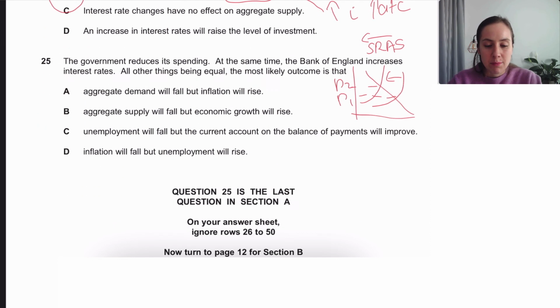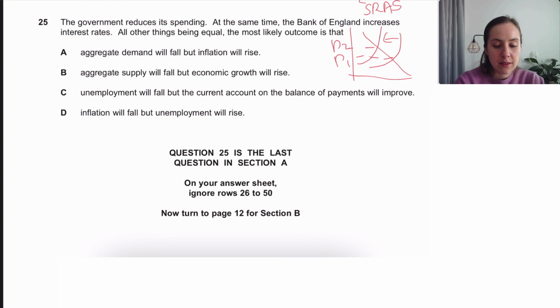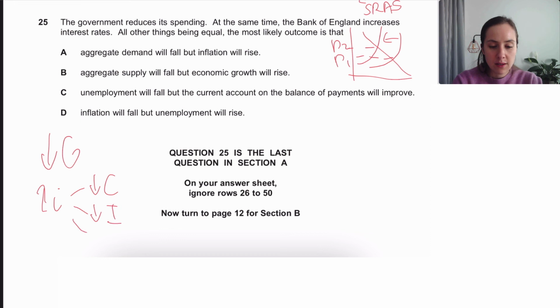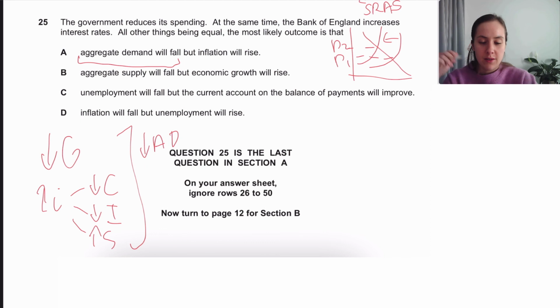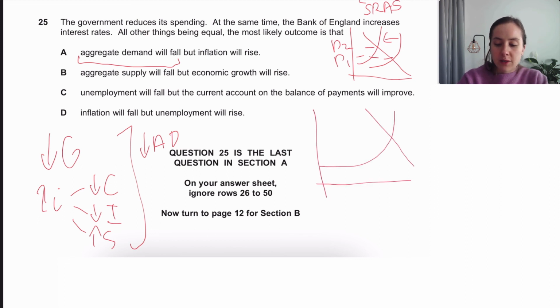The government reduces its spending. There's less spending. At the same time, the Bank of England increases interest rates. Higher interest rates are going to decrease consumption, decrease investment, and increase savings. So I'm expecting that aggregate demand will fall. That looks good, although the inflation part I'm not so certain about. If AD falls, you would expect lower prices, so I wonder what they're doing there. P1 to P2. Not sure about that bit.